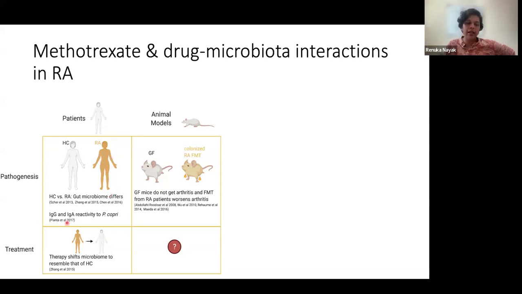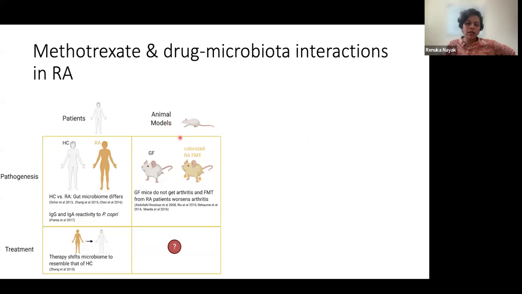Alan Steer's group found that RA patients produce IgG and IgA reactivity to Prevotella copri. So it's been implicated in the pathogenesis of rheumatoid arthritis. There are other organisms as well now that have been implicated in the pathogenesis of rheumatoid arthritis.